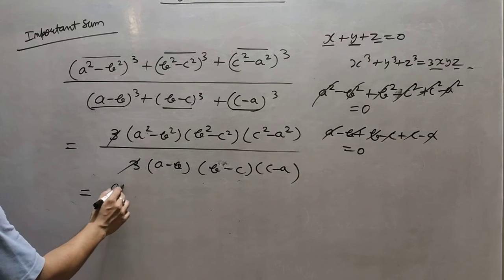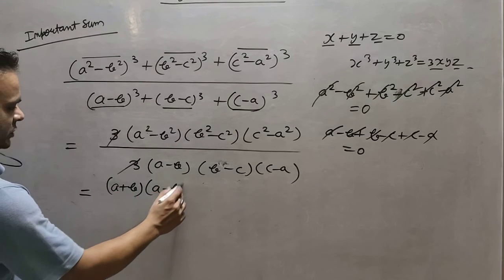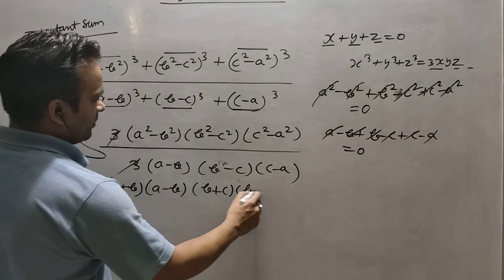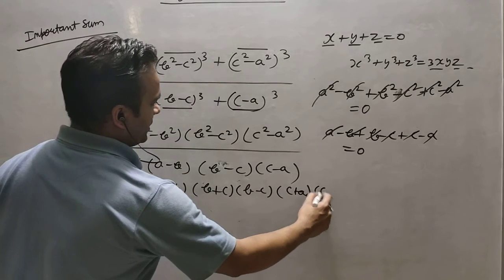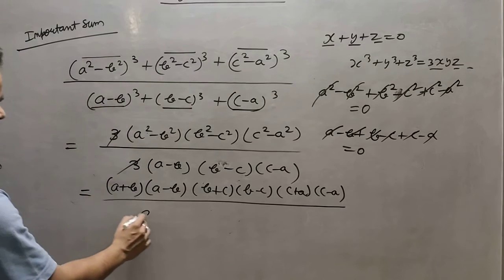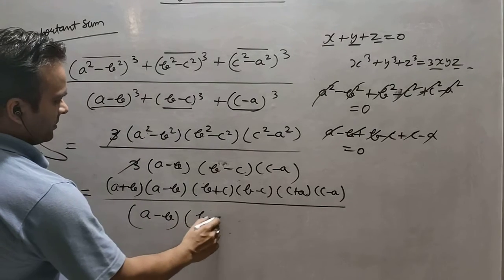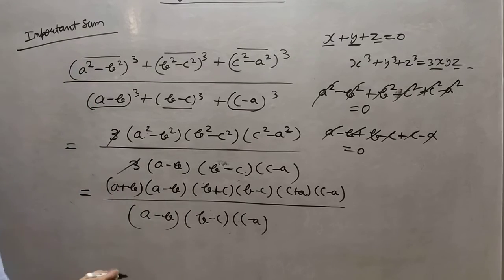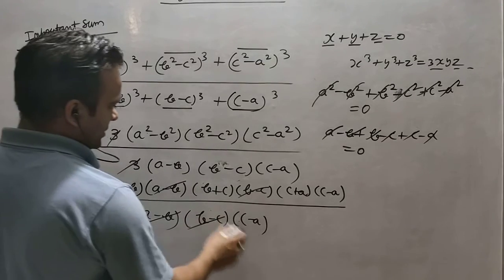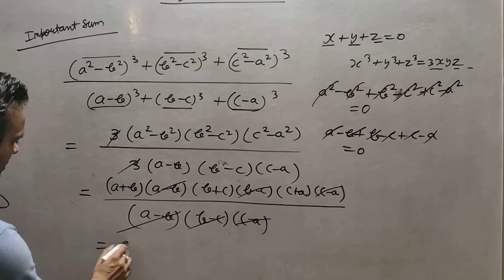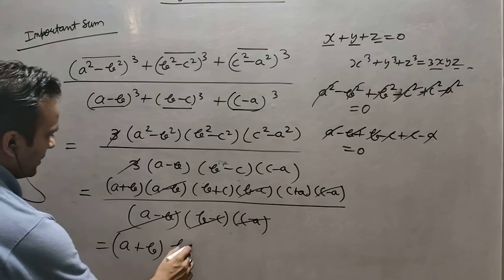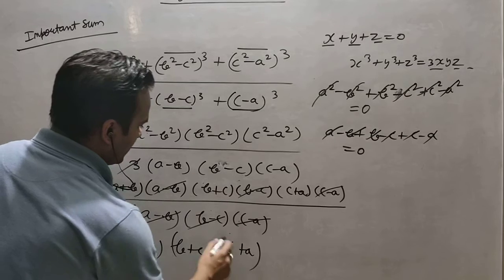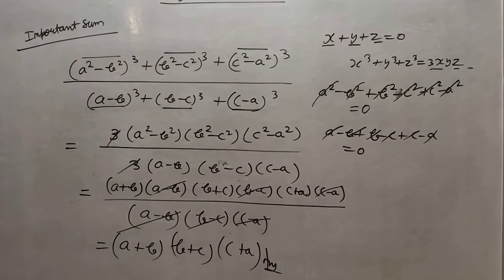Now can we use identity here? a plus b, a minus b. Okay. So we are using a plus b, a minus b, then b plus c, b minus c, and c plus a, c minus a. And in the denominator I cannot do anything, so I am leaving it. Minus minus cancels. So what is left? a plus b, right? b plus c and c plus a. So I think now we have easily calculated this sum with the help of identity, right?